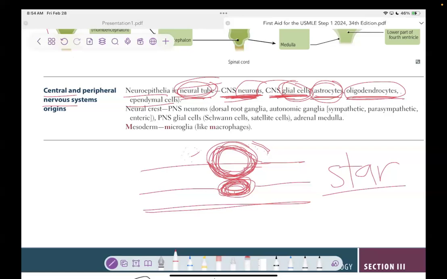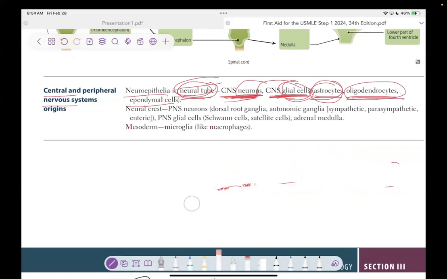Oligodendrocyte is the cover of the neurons inside the CNS. So now we know everything about the CNS. We know that the CNS is made of the cerebral hemispheres and every part of the brain, and the spinal cord. The spinal cord is made of the neural tube, and all the cells inside the CNS, like neuronal cells or non-neuronal cells, are made of the neural tube.